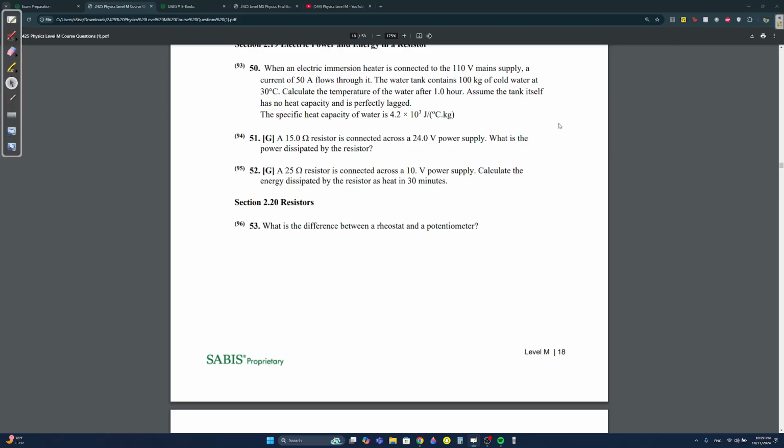Okay. So, when an electric immersion heater is connected to 110 volts main supply, a current of 50 amperes flows through it. The water tank contains 100 kilograms of cold water at 30 degrees Celsius. They want us to calculate the temperature of the water after 1.0 hours. Assume the tank itself has no heat capacity and is perfectly lined. Okay, so here we're talking about heat capacities, talking about I and V.